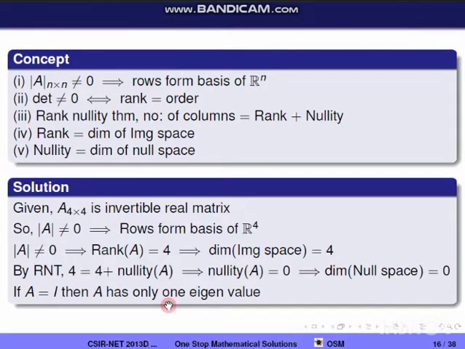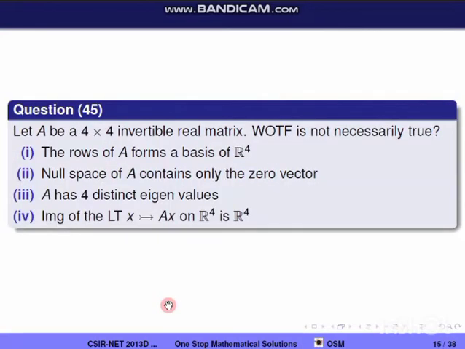Now we'll check the incorrect statement of the question. We got rows of A form the basis of R power 4. So 1 is the correct option. 1 is the correct statement. Null space of A contains only the 0 vector. We got dimension of null space equal to 0. Therefore null space only contains the 0 vector. That is also a correct statement.